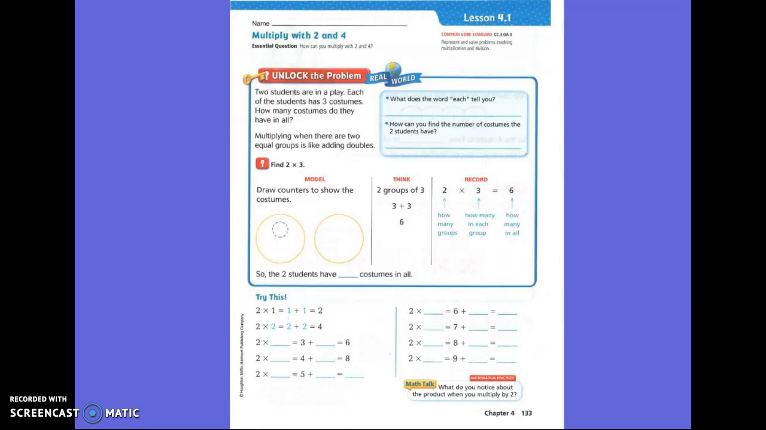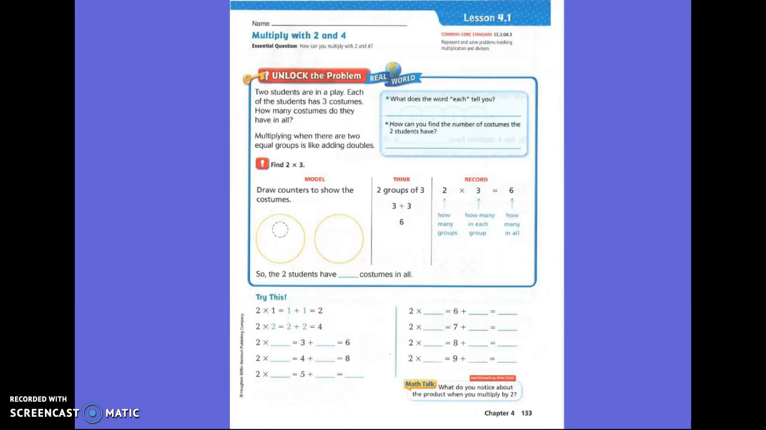Okay, let's read the story. 2 students are in a play. Each of the students has 3 costumes. How many costumes do they have in all? Now, you see that word "in all" at the bottom? Yes. Okay, "in all" does not just mean addition. It also means multiplication. So you don't want to get tricked on that, okay?